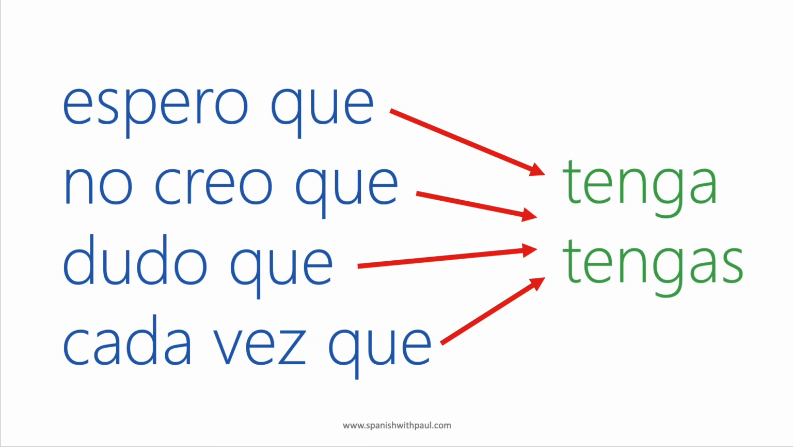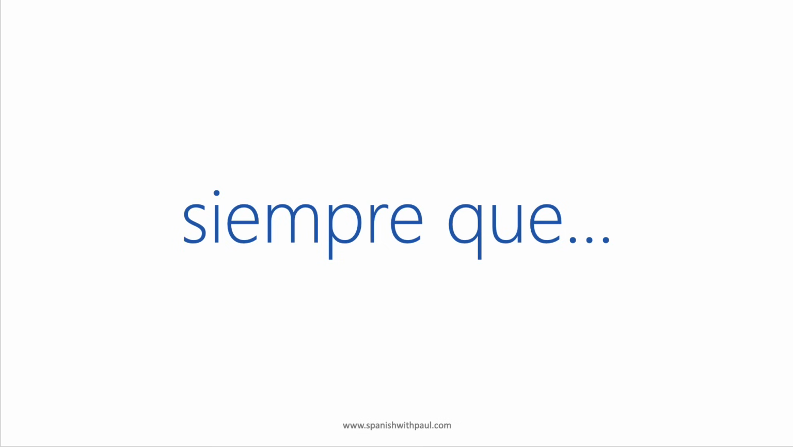To finish off this lesson, I'd like to now add a fifth phrase that triggers the subjunctive. And that is the phrase that is used for the word whenever. This in Spanish is siempre que. In a literal sense, it doesn't make much sense because siempre means always and que means that. So what you are literally saying in Spanish is always that. However, it carries the meaning of whenever in English.